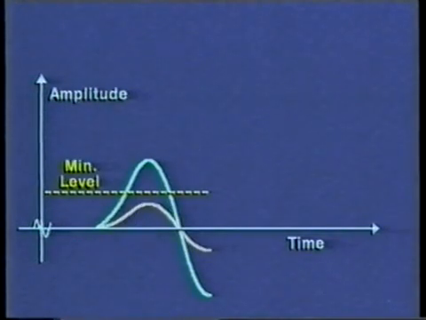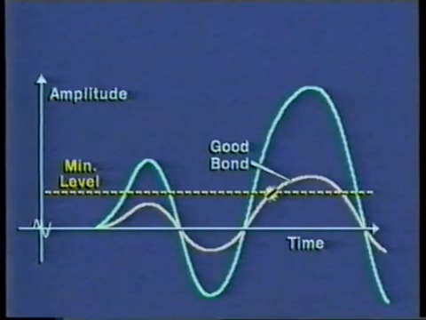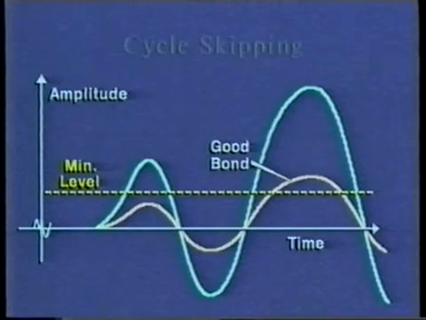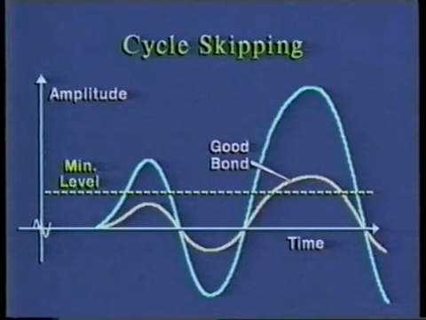If the pipe signal is very low, the first arrival may not reach the minimum amplitude level, but the second or later positive arrival may do so. This is known as cycle skipping. Neither of these effects should be of concern, since they relate to a condition of good bonding.